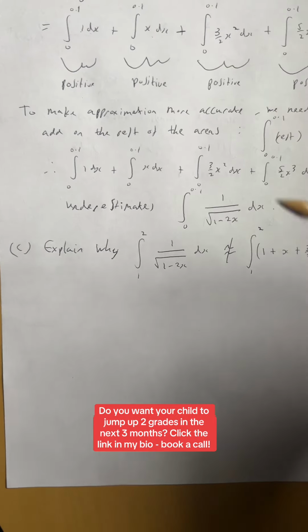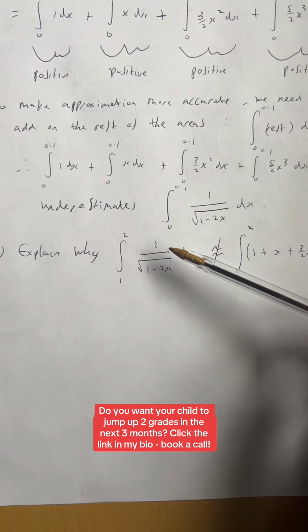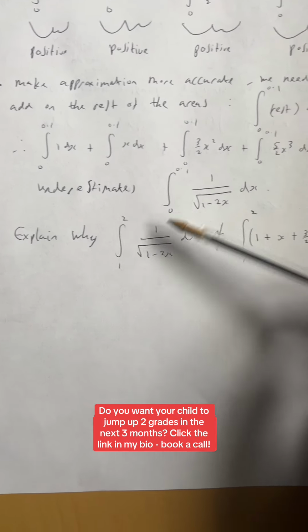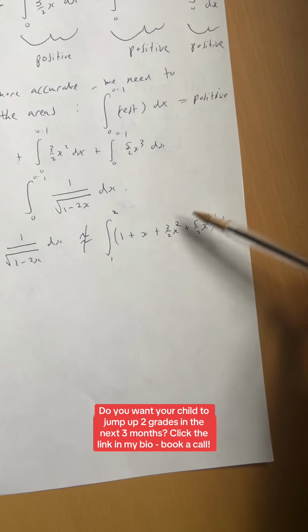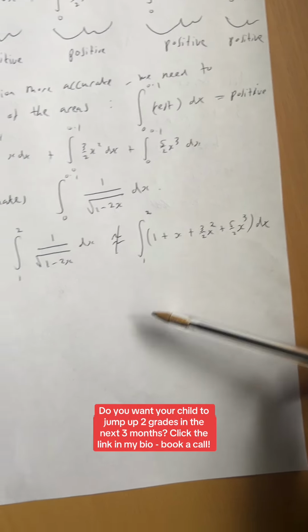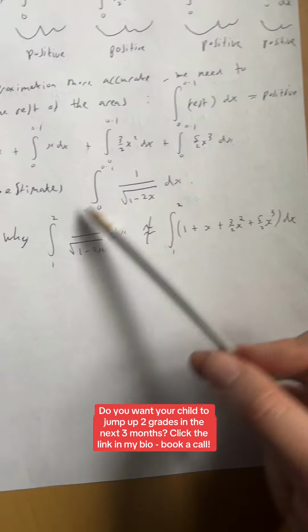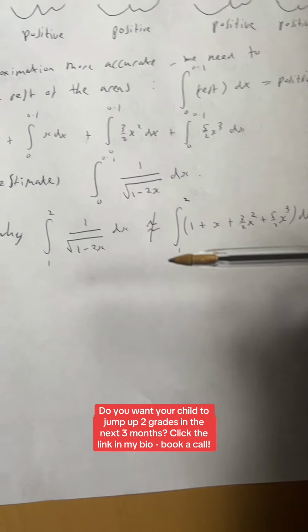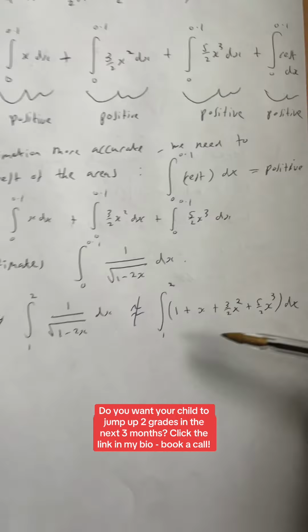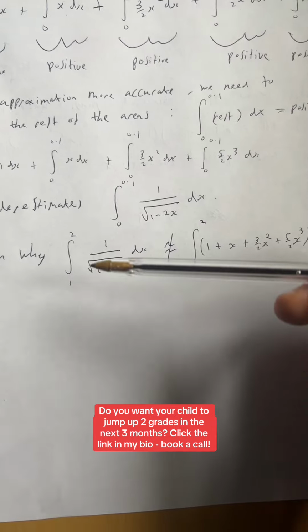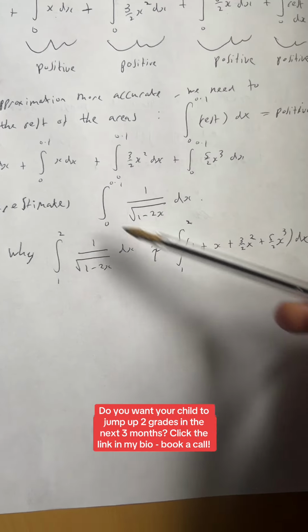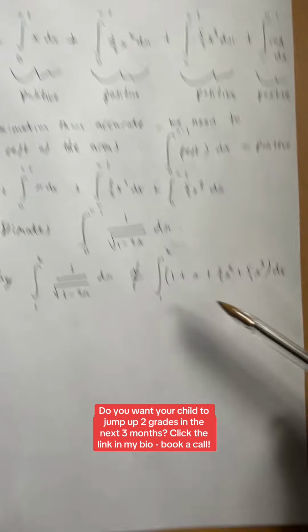So now then, part C. Explain why the integral of the original function from 1 to 2 is not approximately the integral of the binomial expansion answer from part A from 1 to 2. Now, the only difference with this integral and the part B integral is that before the limits were 0 to 0.1, but now the limits have changed from 1 to 2. So why is it true that now this integral and this integral are not approximately the same, but before they were approximately the same?